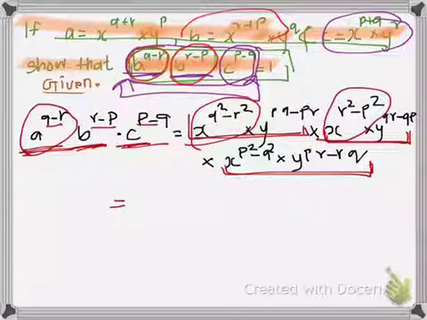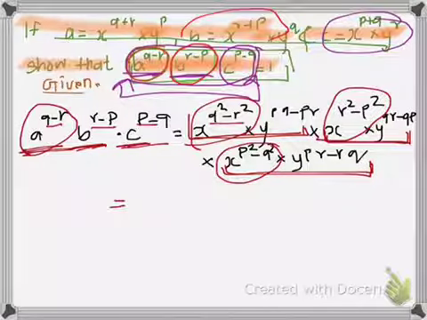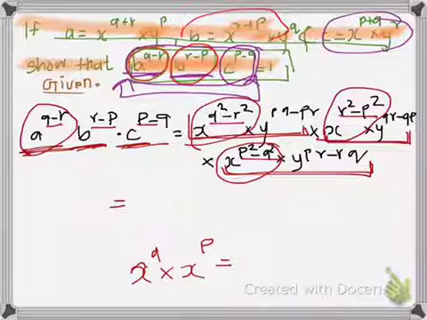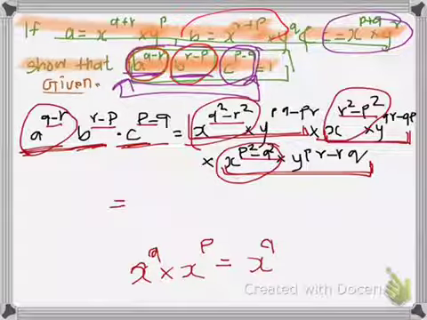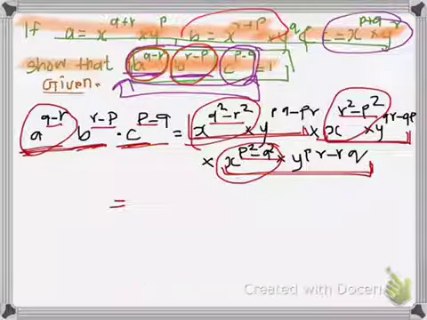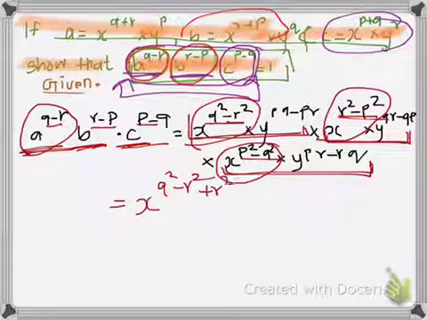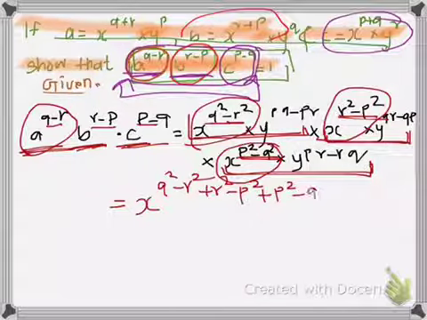common bases are x, x, and x with powers q squared minus r squared, r squared minus p squared, and p squared minus q squared. Since we know that when similar bases having different powers are multiplied, for example, x to the power q times x to the power p gives x to the power q plus p, this is the rule for indices. Here we'll do the same. X to the power q squared minus r squared, the power of the first x plus the power of the second x is r squared minus p squared, and the power of the third x is p squared minus q squared.